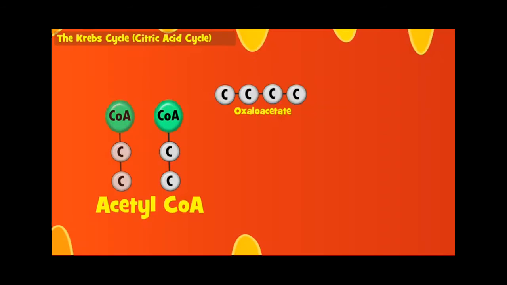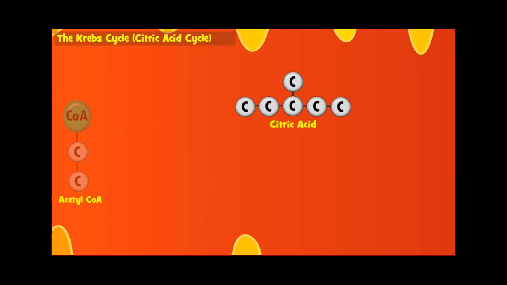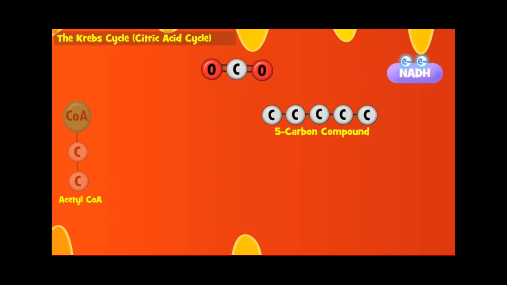First, the acetyl-CoA reacts with four-carbon molecules called oxaloacetate. This makes a six-carbon molecule called citric acid. This is the reason why we call the Krebs cycle the citric acid cycle. Now, the citric acid gets oxidized, transferring an electron and hydrogen to NAD+ to make NADH. This oxidation reaction causes the release of CO2 as well.